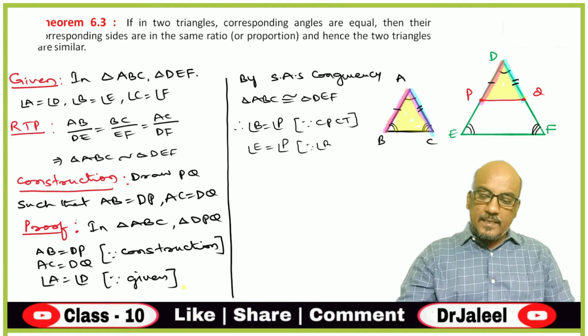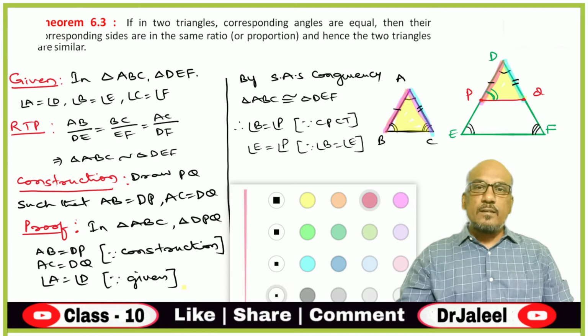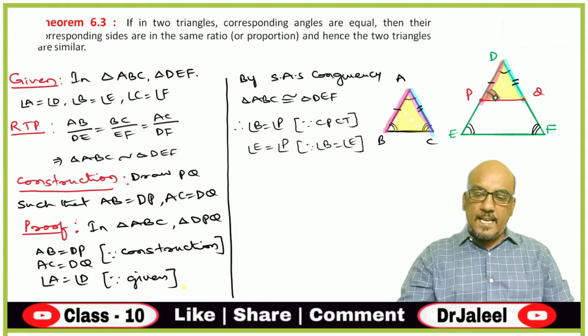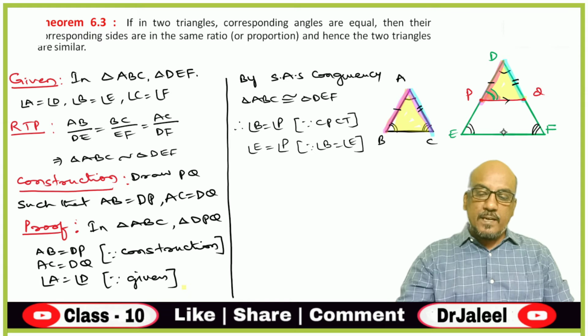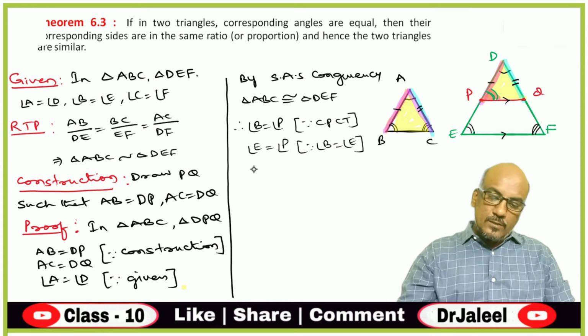Because angle B is equal to angle E, given. So children, finally we understood that this angle P is equal to angle E. So what are these angles? Suppose if we take two lines and these two angles are equal, what are these angles? Corresponding angles. When these corresponding angles are equal, what do you say about these two lines? Parallel. Same way we can say that PQ is parallel to EF.